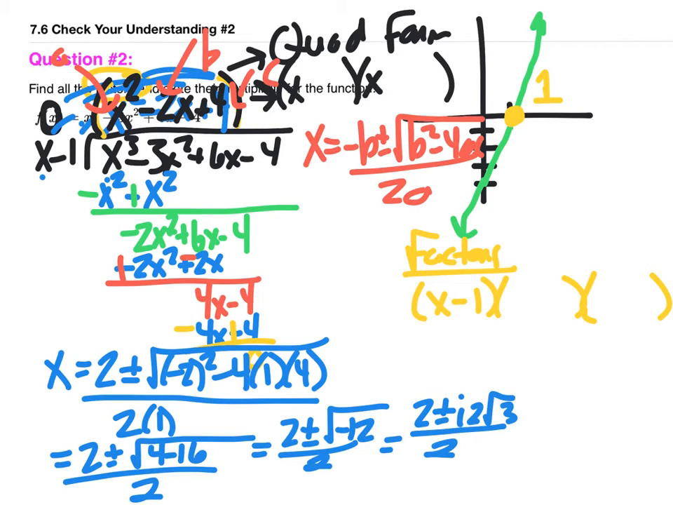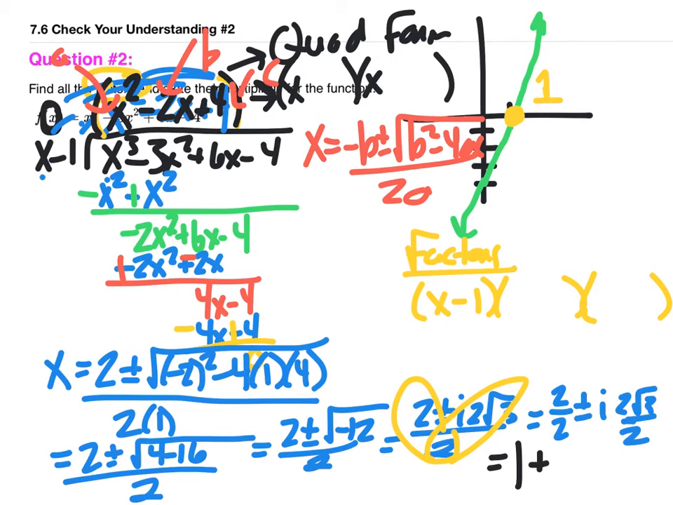Technically, to get the complex number, what I have to do is break this up into these two components. So that is going to lead me to 2 over 2 plus or minus i times 2 times the square root of 3 over 2. The 2's are going to cancel, so what we end up getting down here is 2 over 2 is 1, plus or minus i square root of 3. So those are the zeros, by the way.